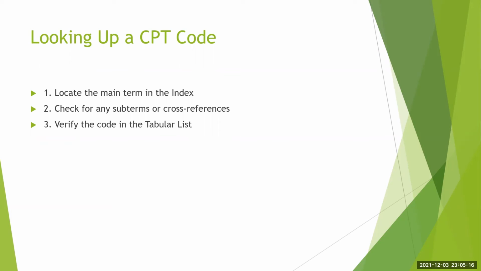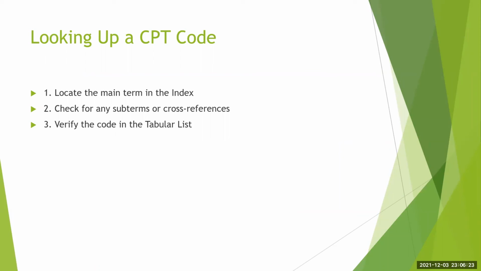Once the main term has been located, the coder will check for any modifying terms and cross-references. Modifying terms in the CPT index are much like subterms in the ICD-10-CM main index and function the same way. Modifying terms alter the main term. They are indented below the main term and present different versions of the procedure. Cross-references direct coders to other main term entries that may need to be referenced.